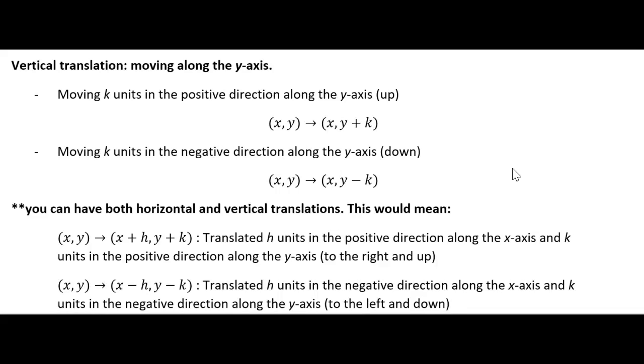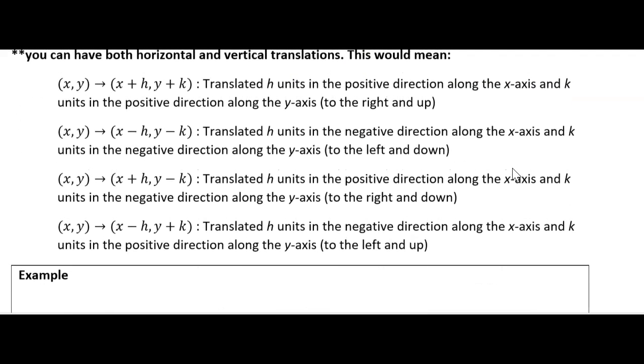Vertical translation is going up or down, but we do say that we're in the positive direction of the y-axis if we're going up, or negative direction if we're going down. So your y-coordinate is either shifting up or shifting down. Now you can have a combination, so you can see all the different possibilities. x can go to the left or in the negative direction of the x-axis, and y can also go down, whatever.